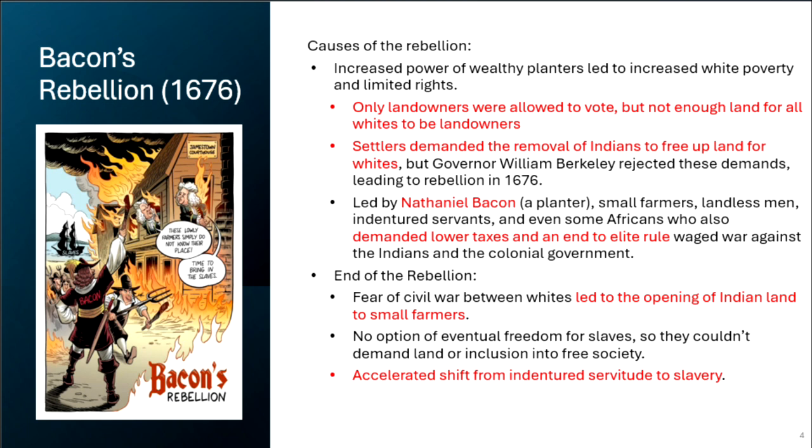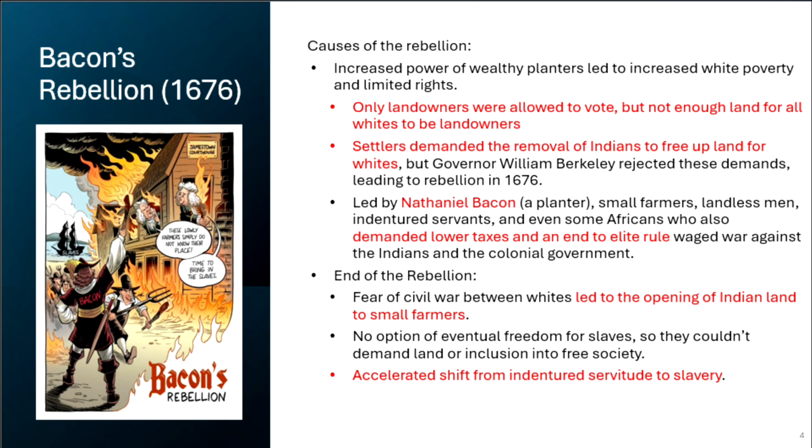He united a diverse group of colonists, small farmers, landless men, indentured servants, and even some Africans against the colonial government. Wow, okay. So what were they fighting for? What did they want? They demanded lower taxes, a voice in government, and access to land. They wanted an end to what they saw as the corrupt rule of the wealthy elite.